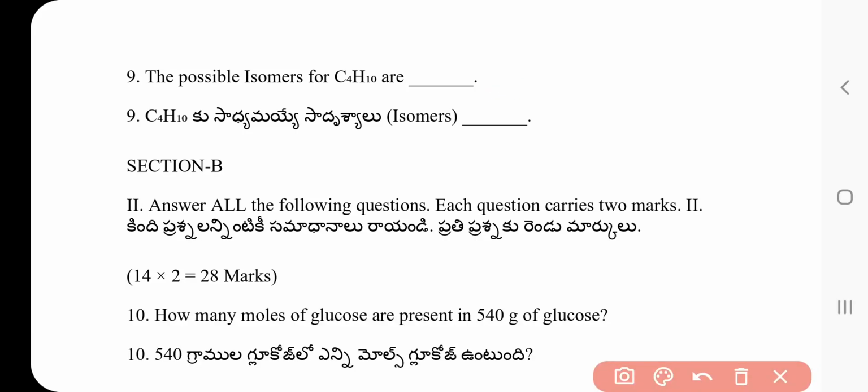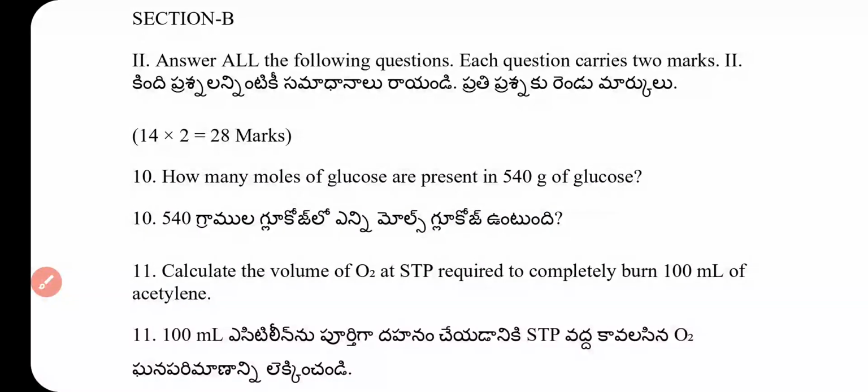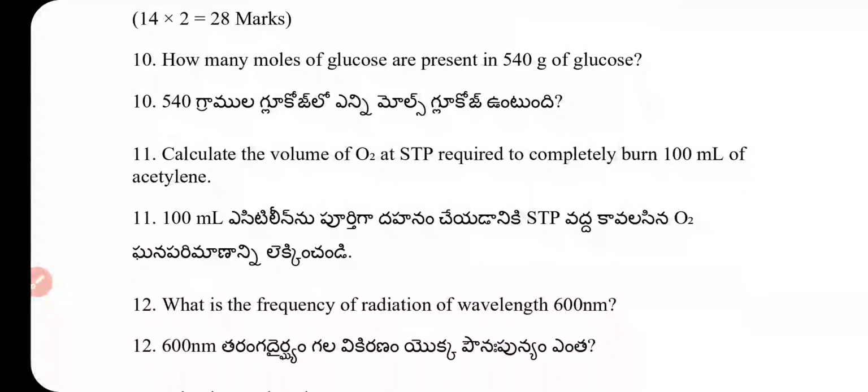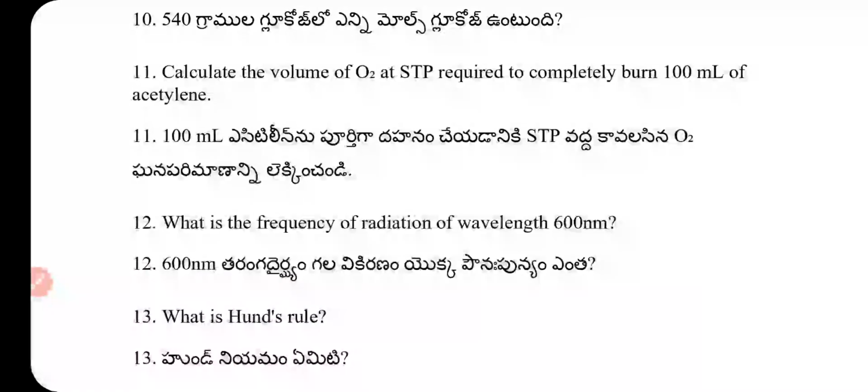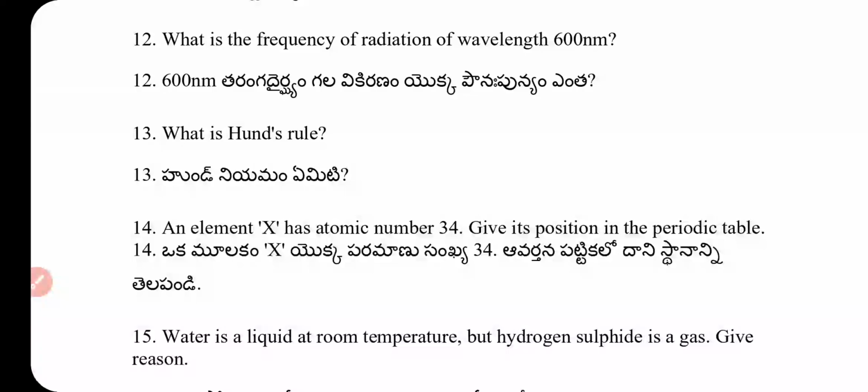Question number 10. How many moles of glucose are present in 540 grams of glucose? Question number 11. Calculate the volume of O2 at STP required to completely burn 100 ml of acetylene. Question number 12. What is the frequency of radiation of wavelength 600 nanometer?